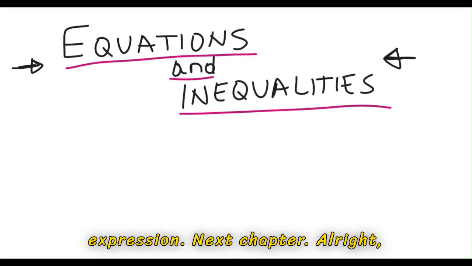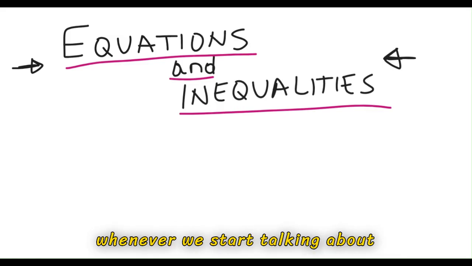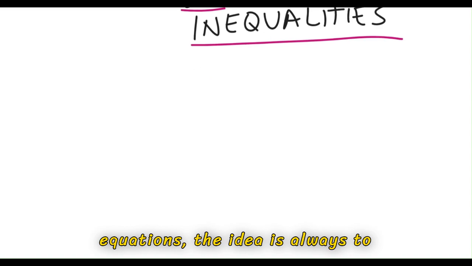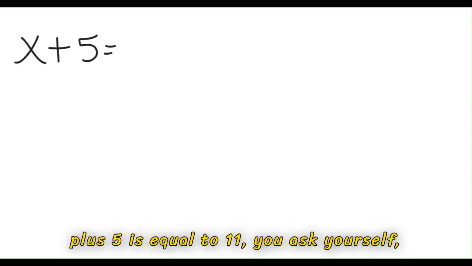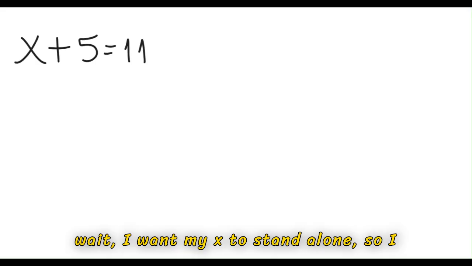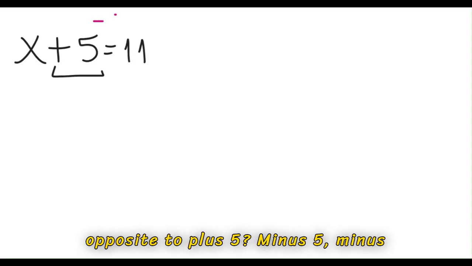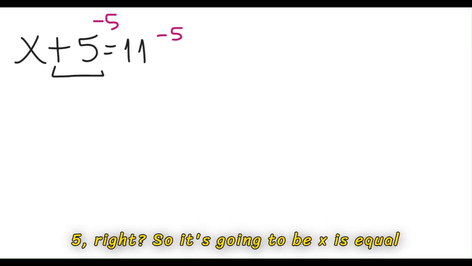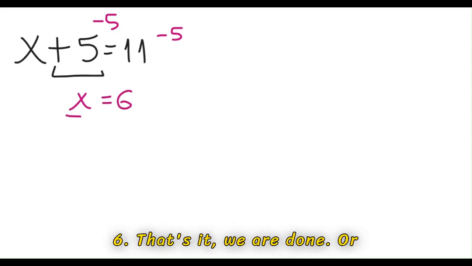Next chapter. Right, here we are, the next one, equations. Whenever we start talking about equations, the idea is always to isolate the variable. Now, what do we mean by that? If we have, for example, x plus 5 is equal to 11, you ask yourself, wait, I want my x to stand alone, so I want to get rid of plus 5. What is opposite to plus 5? Minus 5, right? So it's going to be x is equal to 11 minus 5 is equal to 6. That's it, we are done.